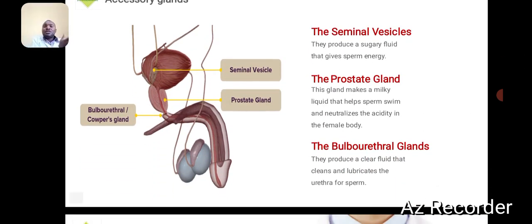The seminal vesicle produces the fluid that gives sperm energy. That's where you're going to find fructose. That's a sugar. It produces a sugary fluid that gives energy. Whenever I hear sugar, think of energy, glucose energy, carbohydrate energy.